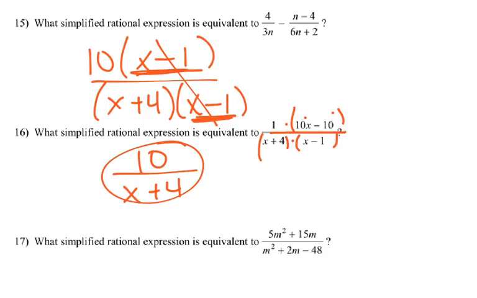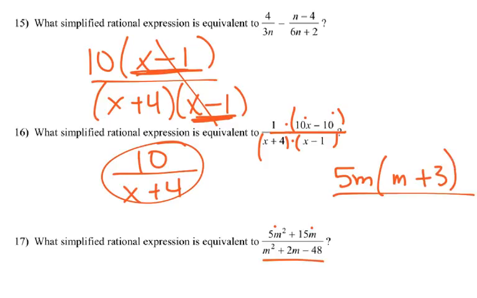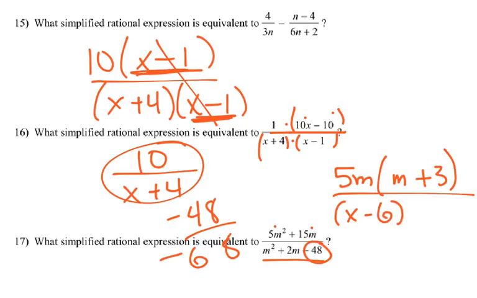Now, number 17, simplifying, same idea. Okay? So this one I can pull out a 5 and an m. So 5m times, we'd have m left over plus 3 over, then we try to simplify that. Factors of negative 48, that would be positive 2, 6 and 8, if the 6 is negative. So x minus 6 times x plus 8. Okay.